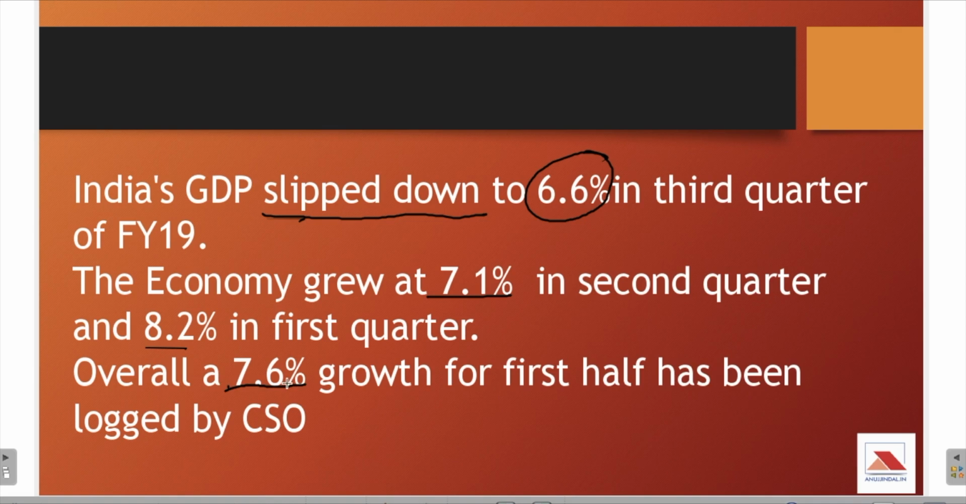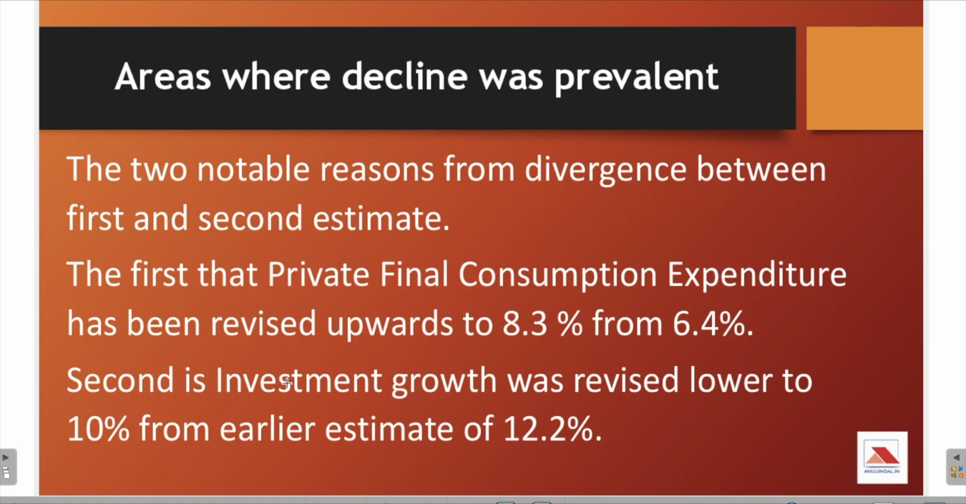Now, since we have just discussed what happened in the first and second quarter, and now what happened in the third quarter, we must get into a bit of detail of what was the reason for the decline and what was the reason for the change in the third quarter. Before I tell you what happened in the third quarter, we must know why predictions went so wrong this time.